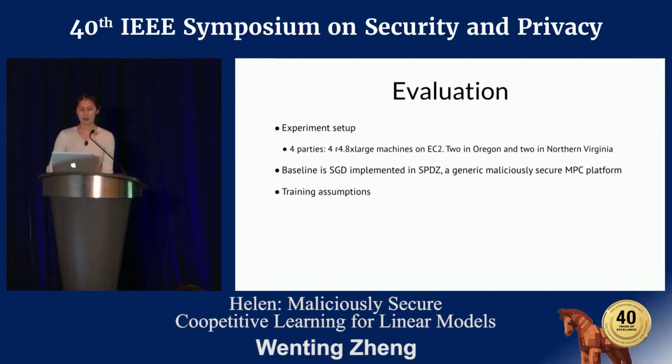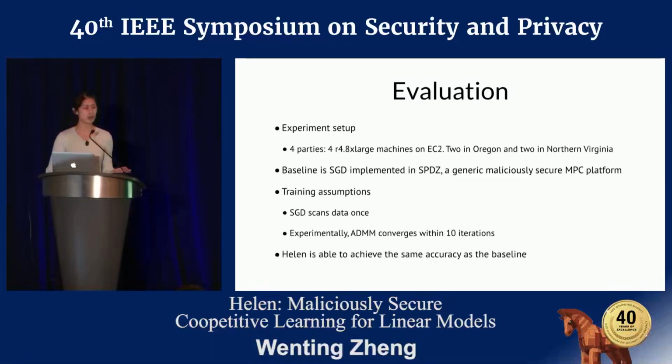We make some training assumptions in that SGD has to scan the input data once. And for ADMM, as I mentioned before, one of the insights is that we can summarize the data at the beginning and then iteratively train on that. We experimentally found the maximum number of iterations it would take for our data sets to converge, which is 10 in this case. I'm not going to show accuracy results here, but you can take a look at that in our paper. Helen is able to achieve the same accuracy as the baseline model.